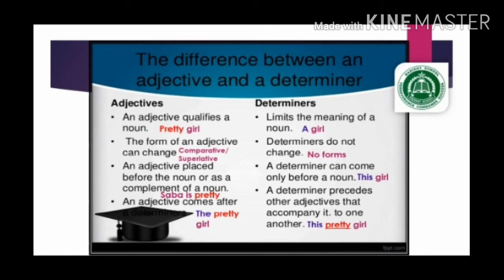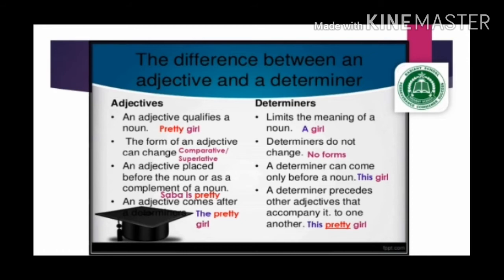On the other hand, a determiner can come only before a noun. It cannot come after a noun. For example, this girl or that girl or the girl. This, that or the are determiners that come before a noun.